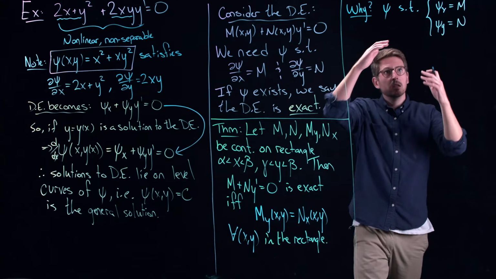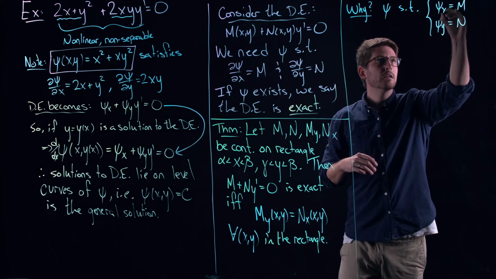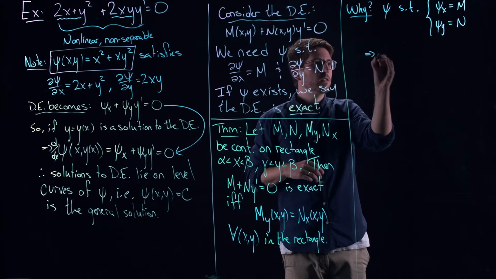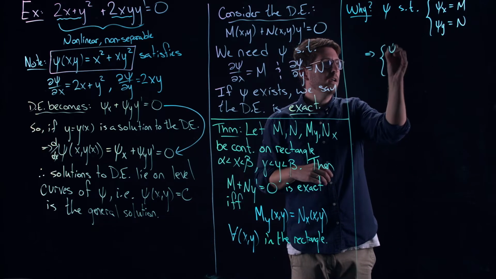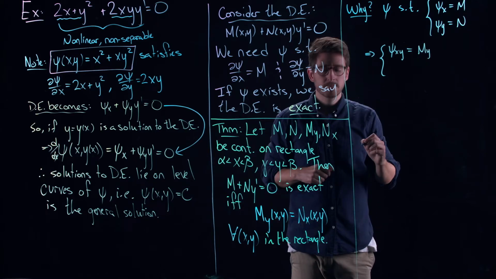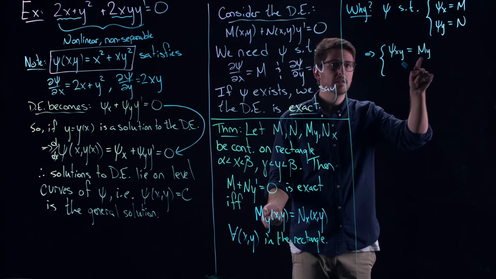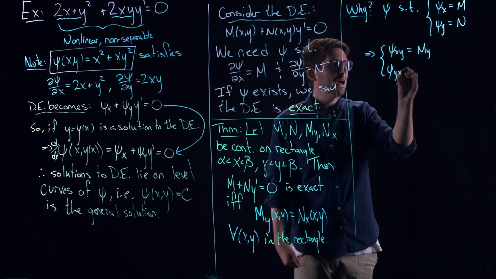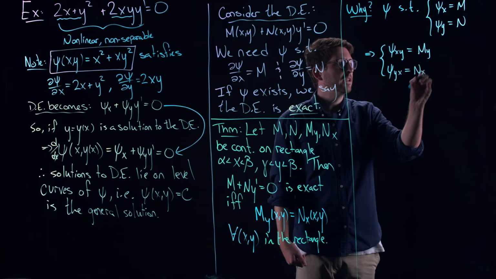well, take another partial derivative. So let me hit this thing with a partial derivative with respect to y. So psi_xy is equal to M sub y. Good. Starting to see things that I might have seen before. Similarly, psi_yx is equal to N sub x.